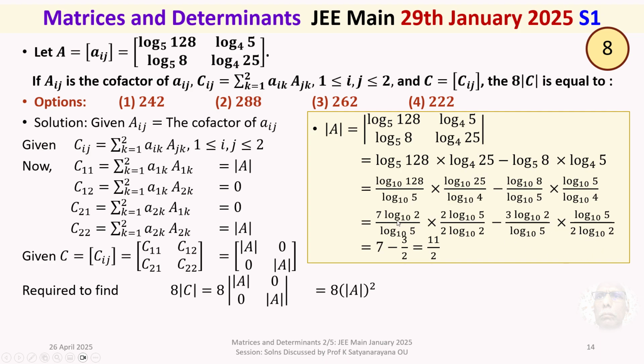Simplify. Here you will get log 5 and log 2 cancelling, 7 minus 3 by 2, that is 11 by 2. So come back here and substitute for determinant of A, 11 by 2. That is equal to 8 times 11 by 2 whole square, that is 121 by 4. Simplification will get you 242. So where is the answer? Option 1. So the answer to this question is option 1.